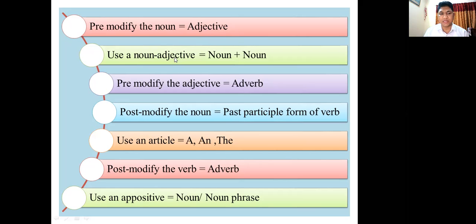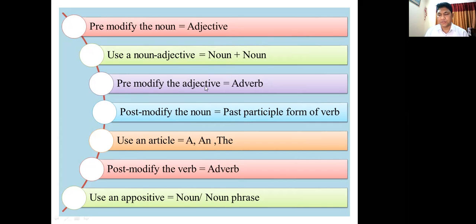When you are asked to write a noun adjective as modifier, in such cases you have to use noun plus noun. Okay, one noun will be there and you have to write down another appropriate noun before that. When two nouns are situated together, the first noun is considered as noun adjective. I repeat, if you are asked to use a noun adjective, you have to use another noun that will function as adjective or noun adjective.